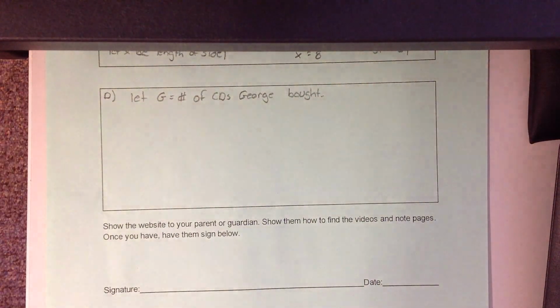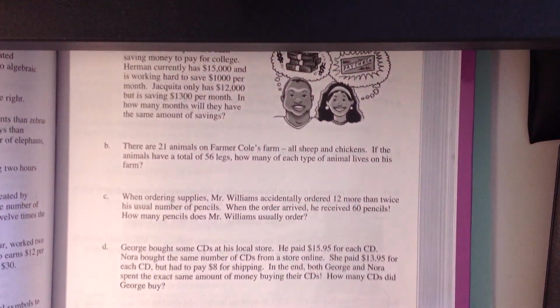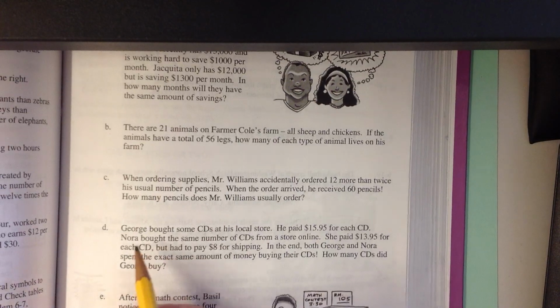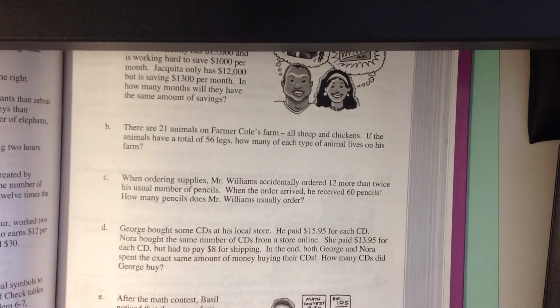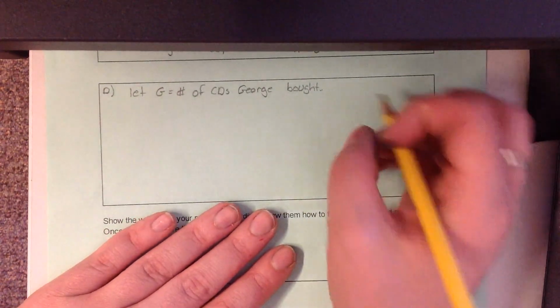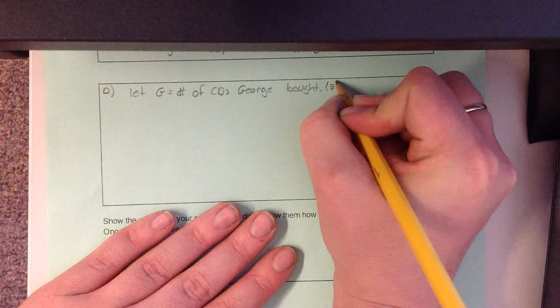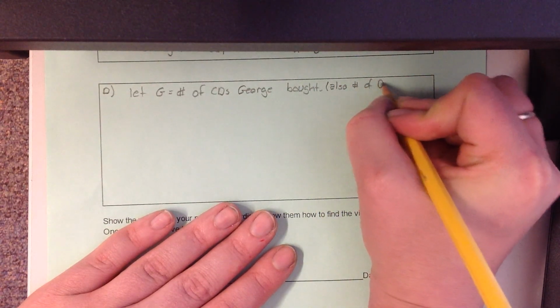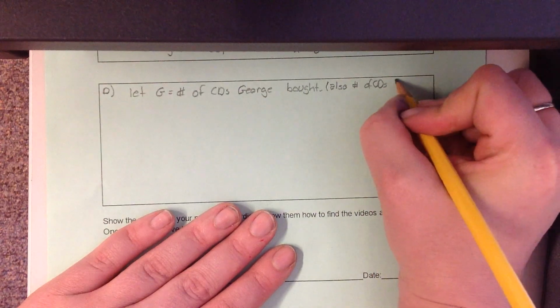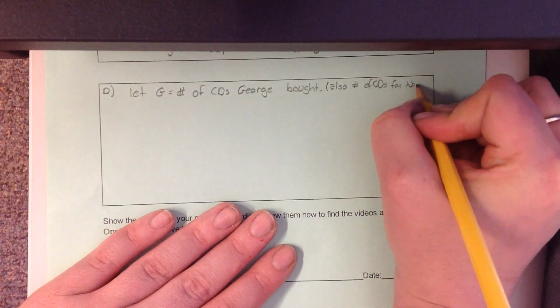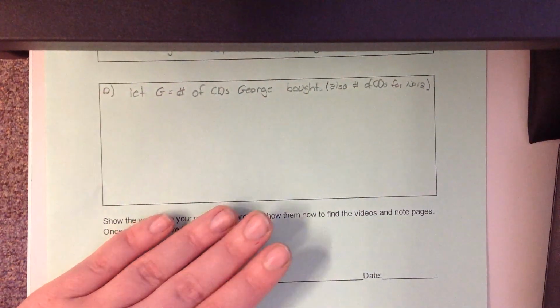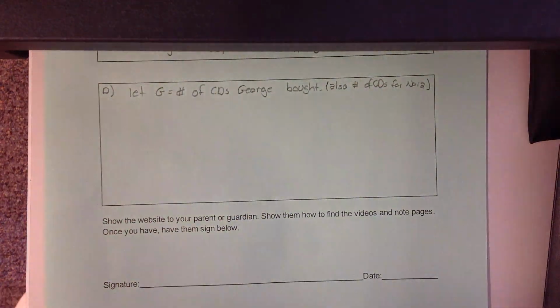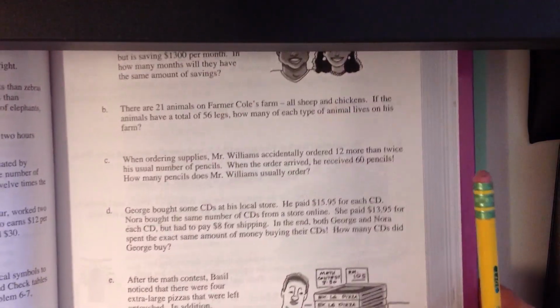And it also tells us, let's get these guys back on here, it also tells us Nora bought the same number of CDs from an online store. So the number of CDs that George bought is also the number of CDs that Nora bought. I'll make a little note about that. Also, number of CDs for Nora. Okay, and then it's telling us the amount that they're each spending.